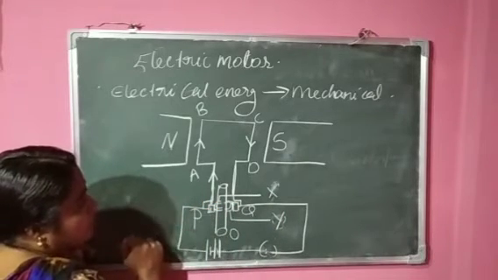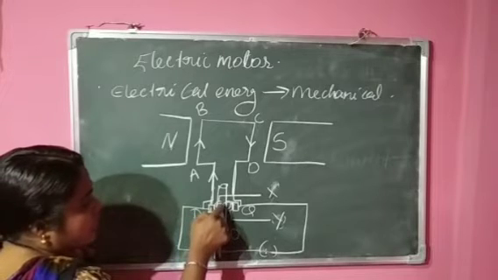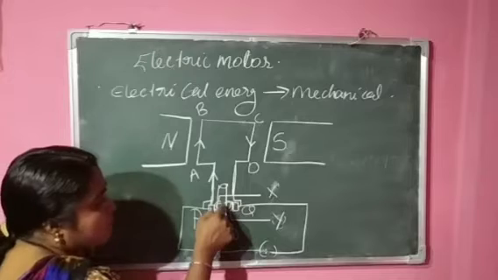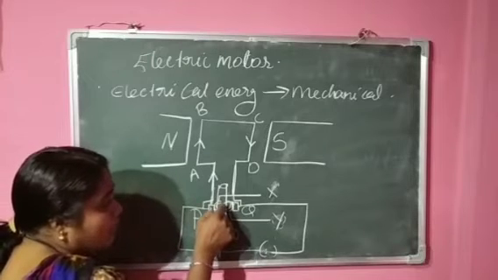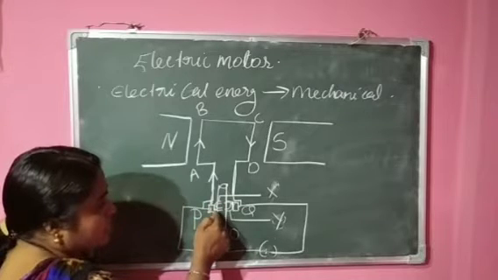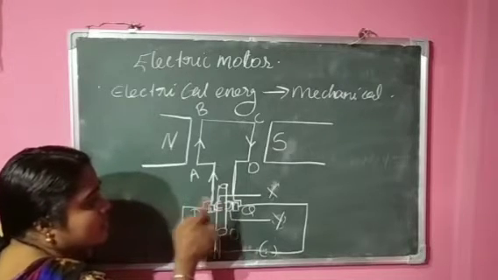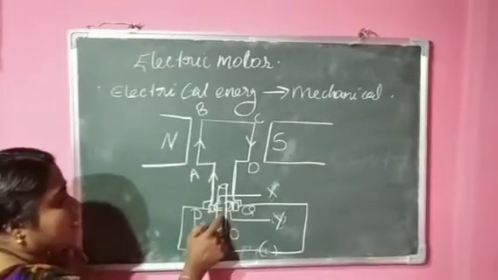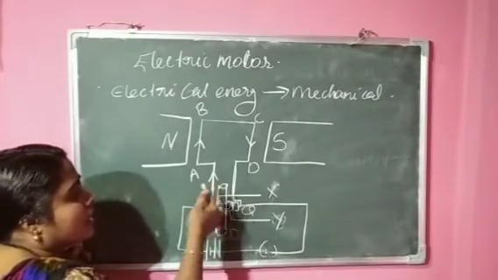So what will happen? Here there is a device. What is the function of this device? These two half split rings act as the commutator, which means after each half rotation, these rings change the direction of current. These rings change the direction of current.